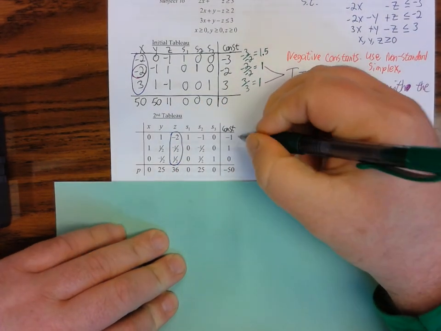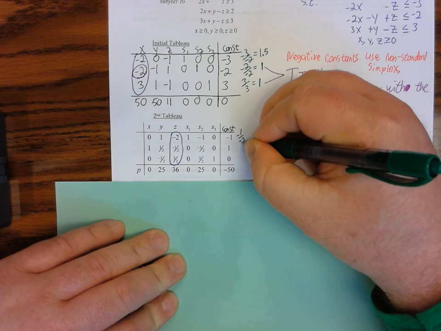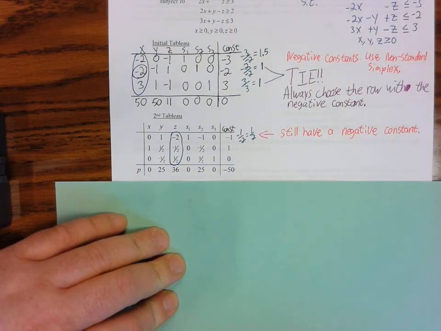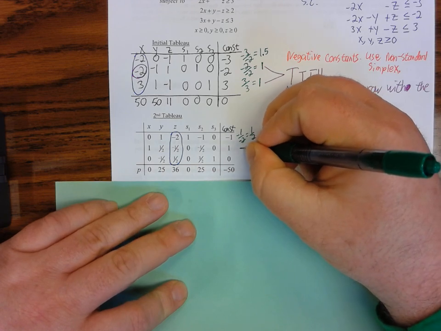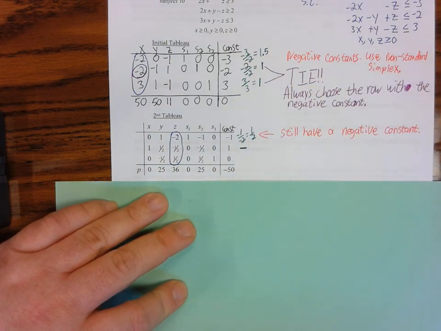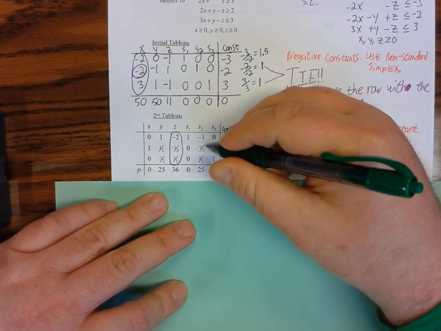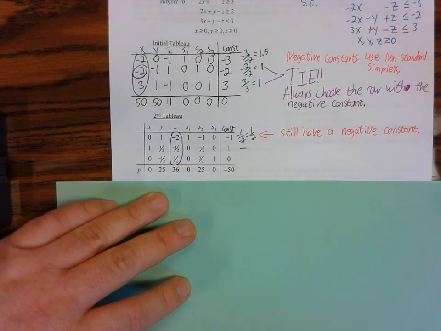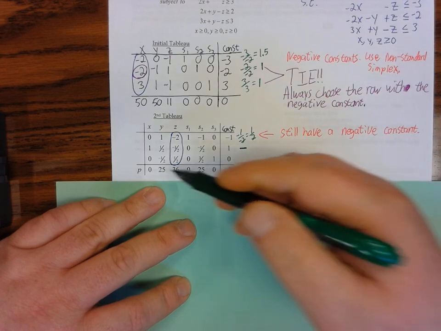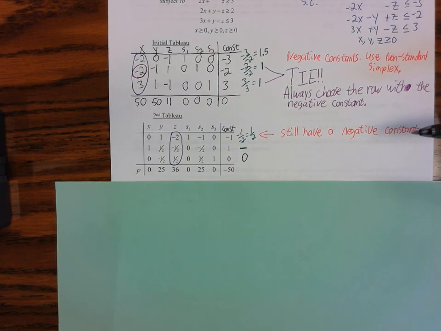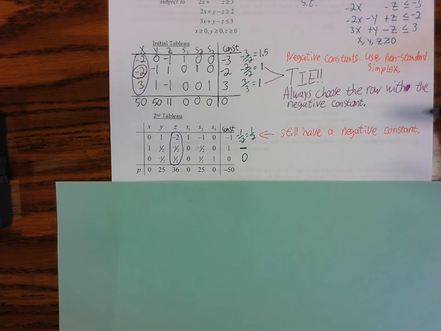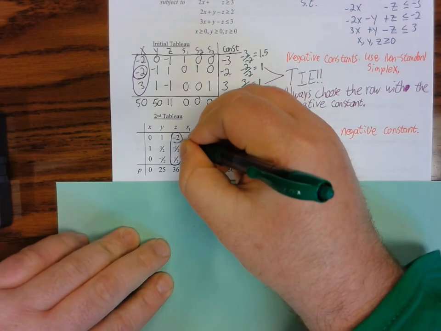Do our ratio test. Negative 1 over negative 2 is 1/2. Can't pivot on a negative. A negative ratio. 1 over negative 1/2 is negative 2. 0 over 1/2 is 0. Since we are not in the feasible region, since we are still doing non-standard, that means we pivot on the smallest positive ratio. So we're going to pivot here.